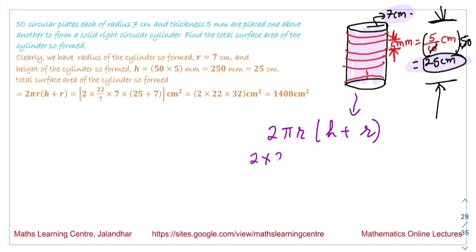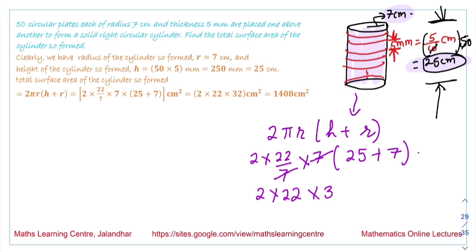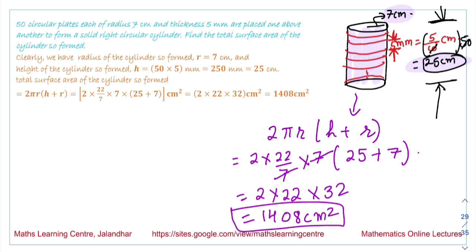So it is 2 into 22 by 7 into radius, we have 7, h we have 25, and the radius we have it equal to 7. This 7 and 7 get cancelled, so we are left with 2 into 22 into 32, and the answer comes out to be 1408 centimeter square. So this is the total surface area of the cylinder formed by keeping all these plates one on the other.